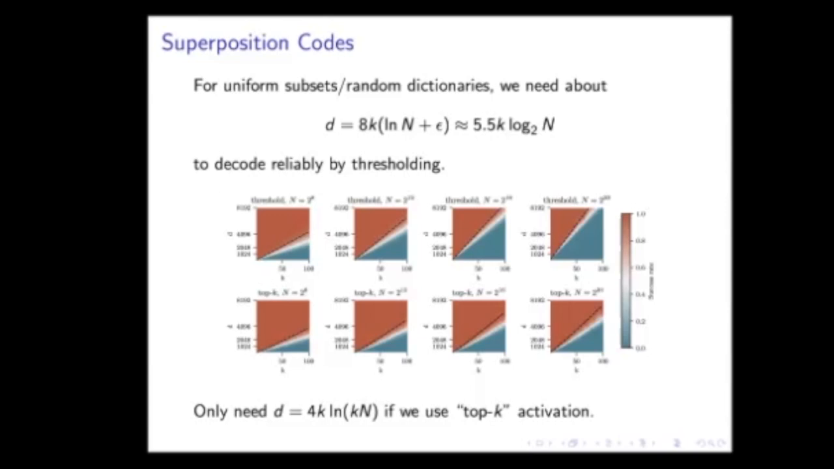If I write this in the base 2 logarithm, I see the thing I was talking about before. I get 5.5 times k log base 2 of n. So in other words, I need 5.5 dimensions to encode each bit at best, which is a little bit disappointing, I think.